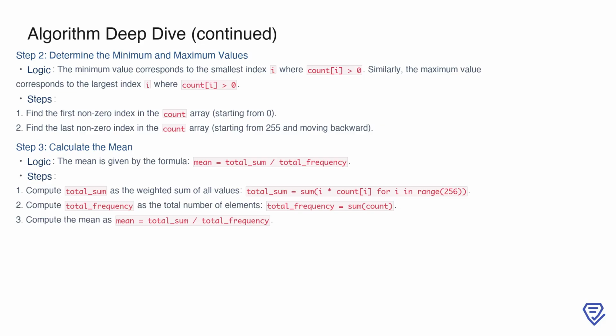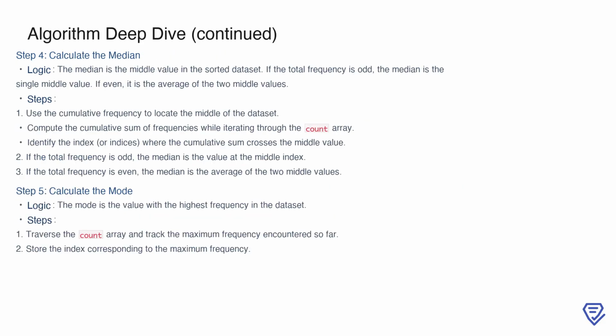After that, we calculate the mean of the dataset. The mean is simply the total sum of all values divided by the total frequency. To compute this, we calculate the weighted sum of values using the formula total_sum equals sum of i*count[i] for i in range(256), and the total frequency is sum(count). Dividing these two gives the mean, which provides the average value in the dataset. Now, let's calculate the median, which represents the middle value of the dataset. If the total frequency is odd, the median is the single middle value, and if it's even, it's the average of the two middle values.